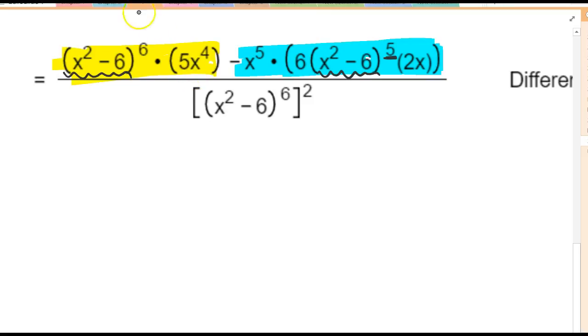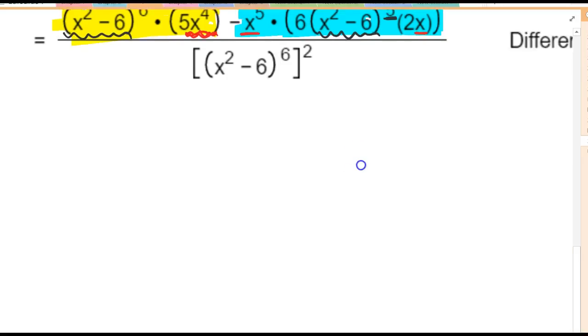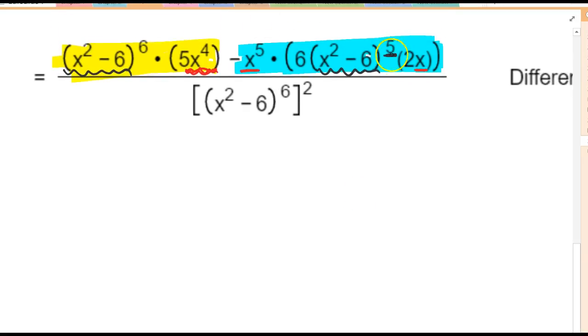And then they have an x to the power in common, and here they end up with an x to the 5th times x, so they end up with an x to the 6th power in this expression. So factoring out, I'm going to be able to factor out an x squared minus 6 to the 5th power, and I'm also going to be able to factor out an x to the 4th power.